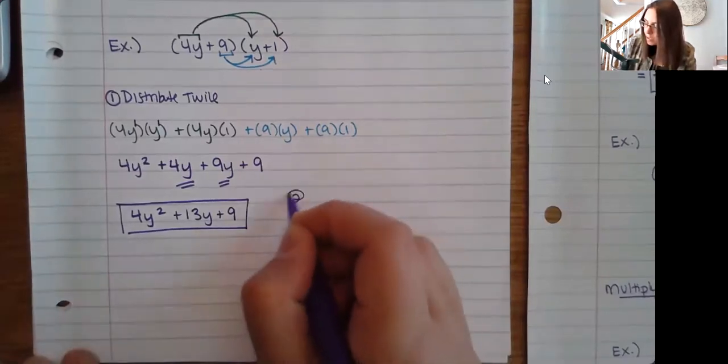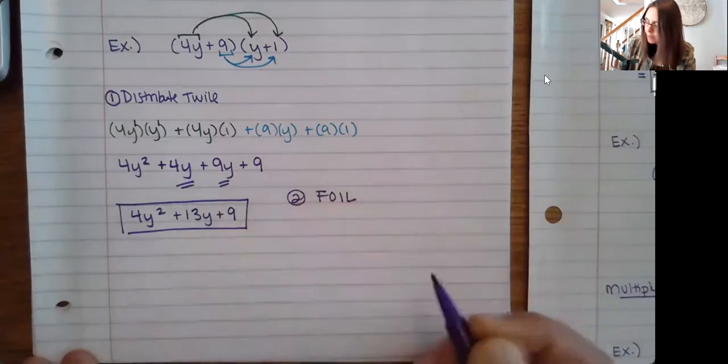Now my second strategy is that FOIL method. And again, I'm just going to rewrite it.